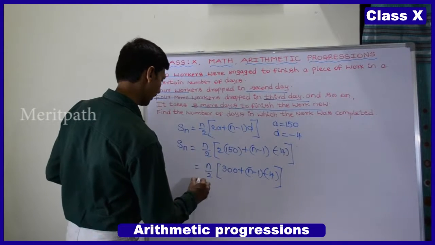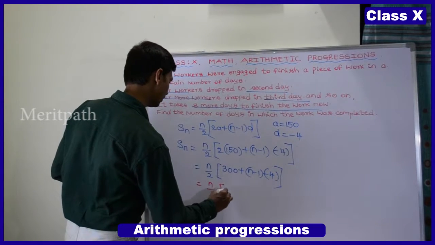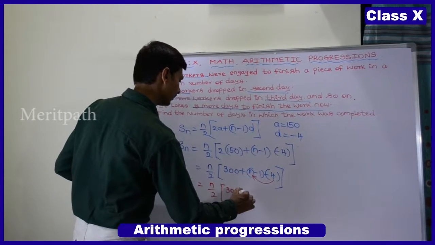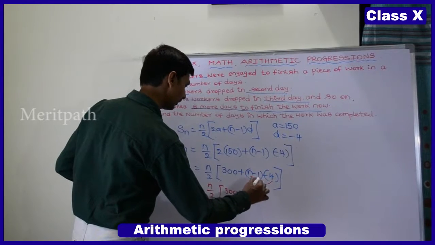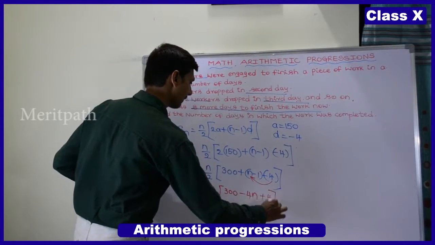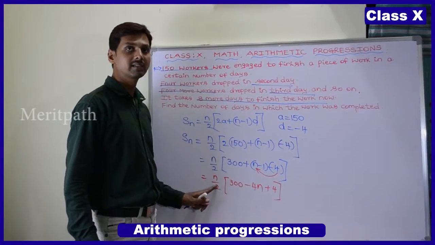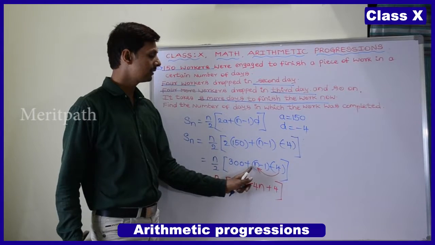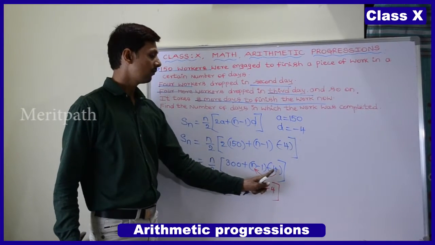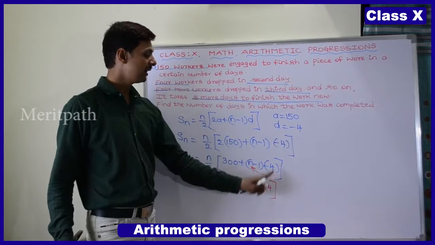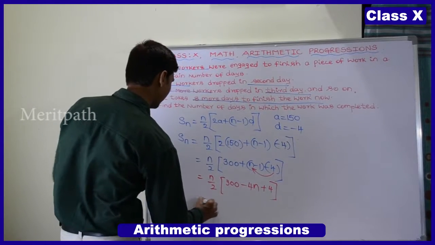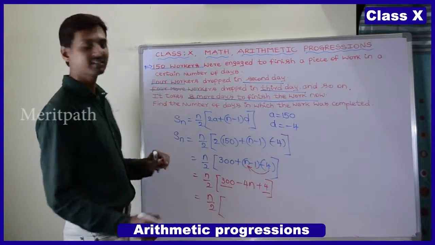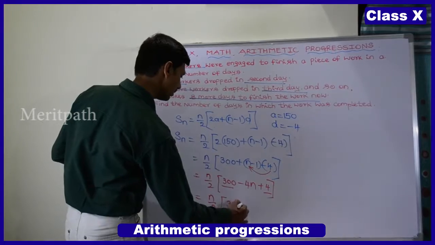So that is equal to n by 2 into 300 plus, let us multiply it, n into minus 4 is minus 4n, and minus into minus is plus 4. 300 plus 4 is 304, a constant number. So it becomes n by 2 into 304 minus 4n.